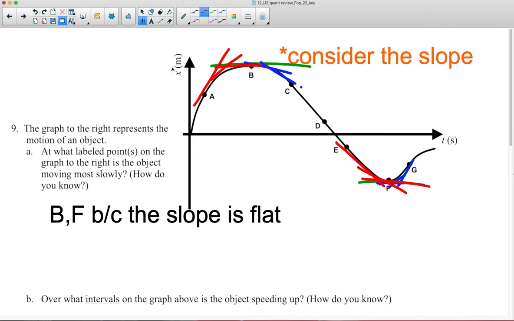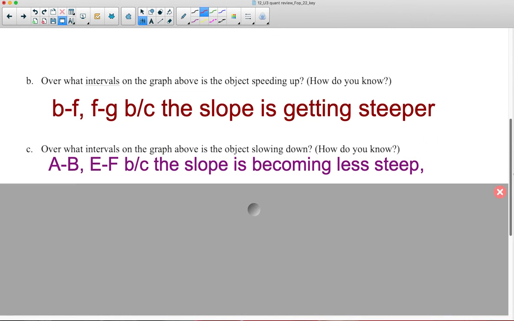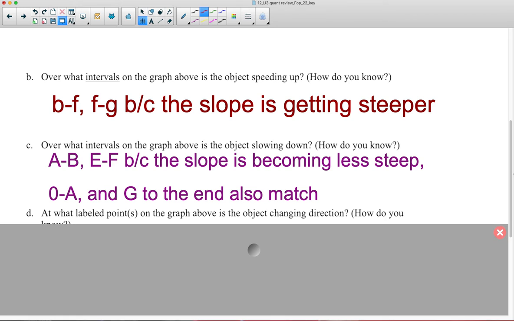There's actually two other places where it becomes less steep. From G to the end of the graph, the slope is getting steeper. And actually from time 0 to point A, the slope is actually becoming less steep as well. Over what points is the object changing direction?